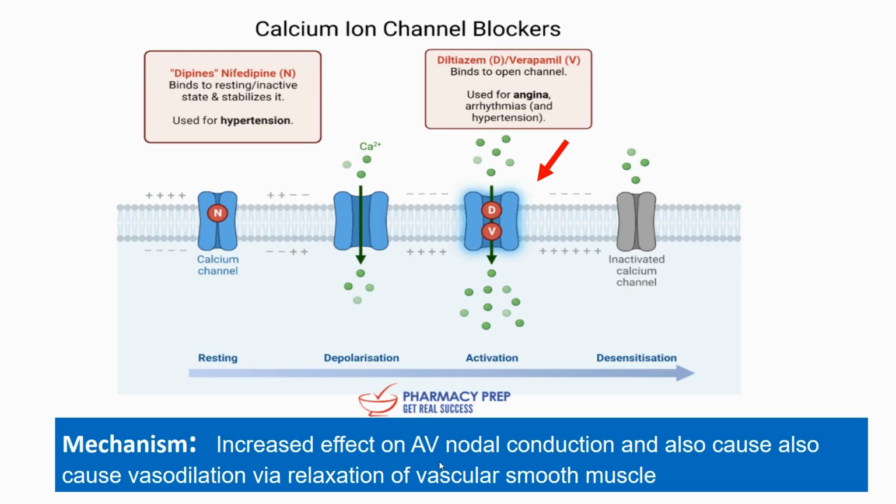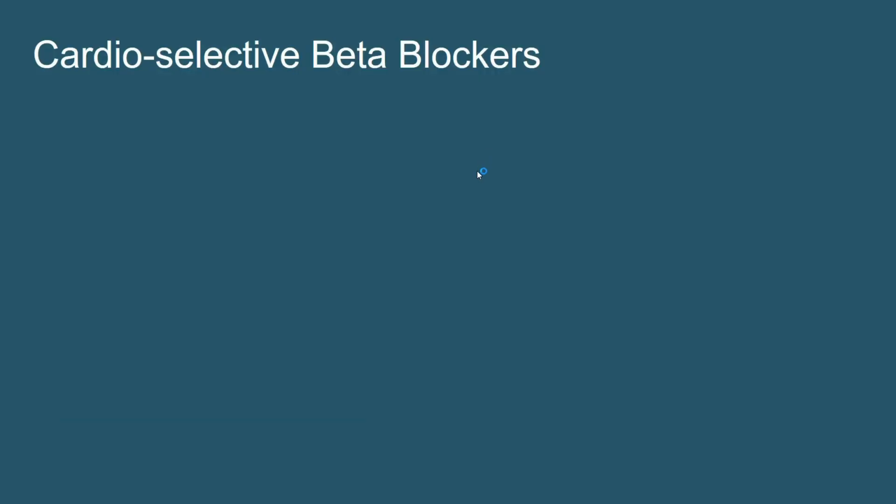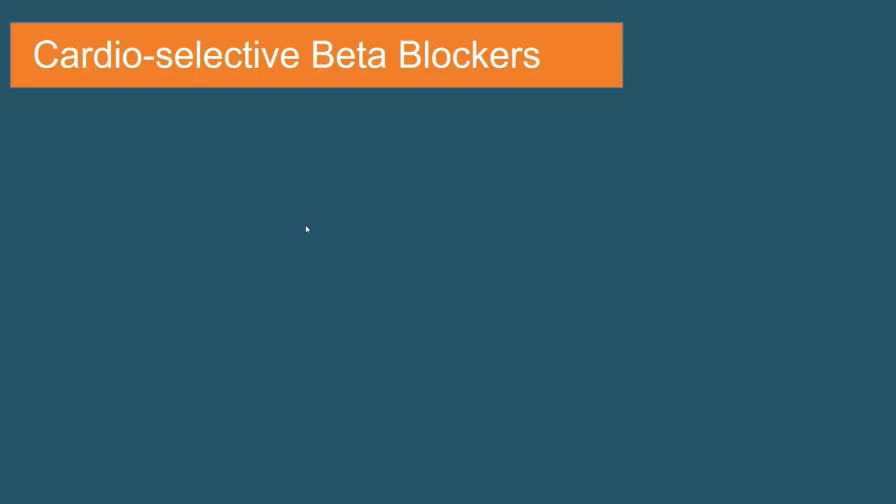So that's a significant difference between verapamil, diltiazem, and also nifedipine or dihydropyridine type of calcium ion channel blockers. So next comes the cardioselective beta blockers. Among the beta blockers, there are types such as cardioselective beta blockers, non-selective beta blockers, and alpha and beta blockers. So first, let's start off with the cardioselective beta blockers.